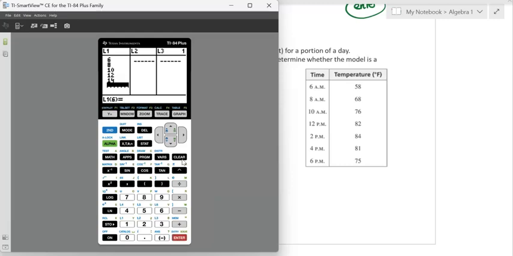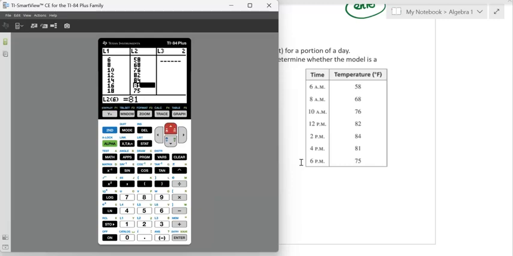All right, this is going to be weird. I'll show you what I'm doing here. I am typing in 14 because at 2 p.m. it's 14 hours after the start of the day, and then 16 is the 4, and 18 is the 6. All right, type these in, 58, 68, 76, 82, 84, 81, 75.